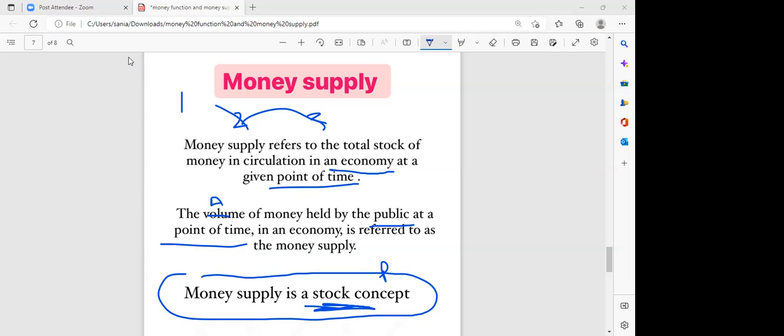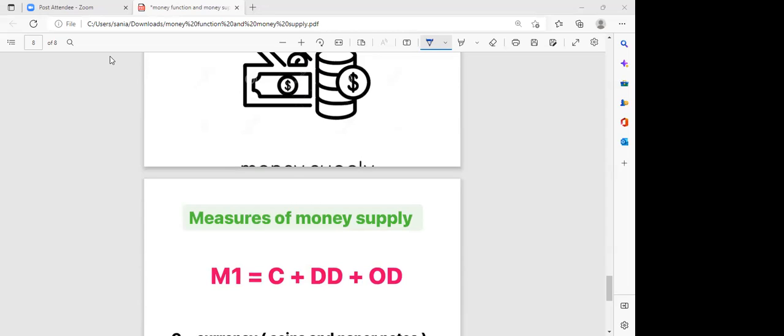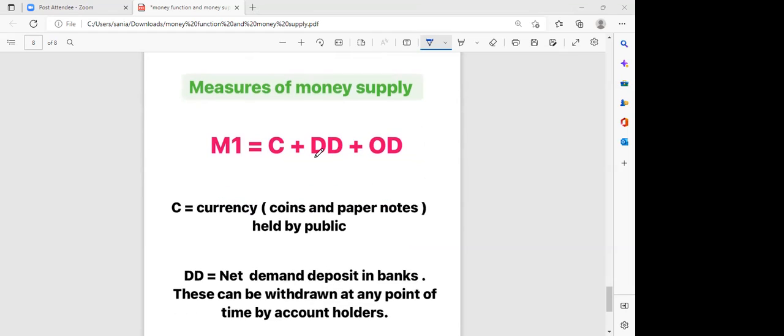Money supply refers to the total stock of money in circulation in an economy at a given point of time. Next, money is a stock. Right? Okay, good. Very good, Naveen.